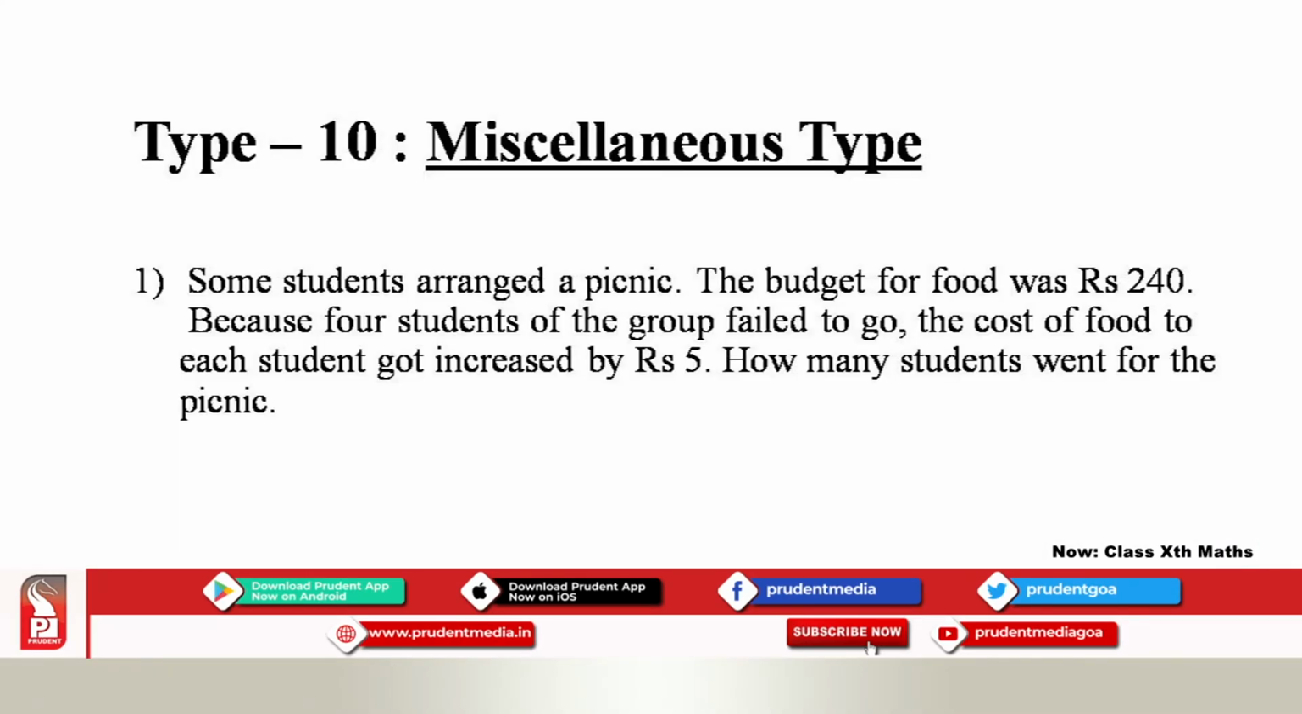Let me read the question. Some students arrange a picnic. So some students, we don't know how many. The budget for food was rupees 240. Because 4 students of the group failed to go, the cost of the food of each student got increased by rupees 5. How many students went for the picnic? That is the question asked.